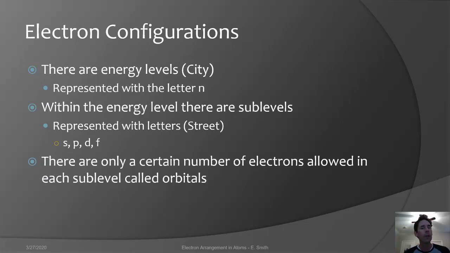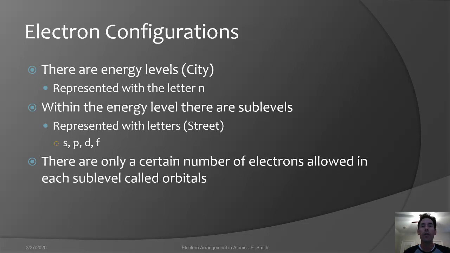So I want you to think of this. In electron configurations, there are basically three main parts. We have what are called the energy levels, which is represented with the letter n, meaning how far away the electron is from the nucleus. The larger the n value, the further away the electron is. The lower the energy level, the closer the electron is. And when I'm saying further away, I'm talking about from the nucleus.